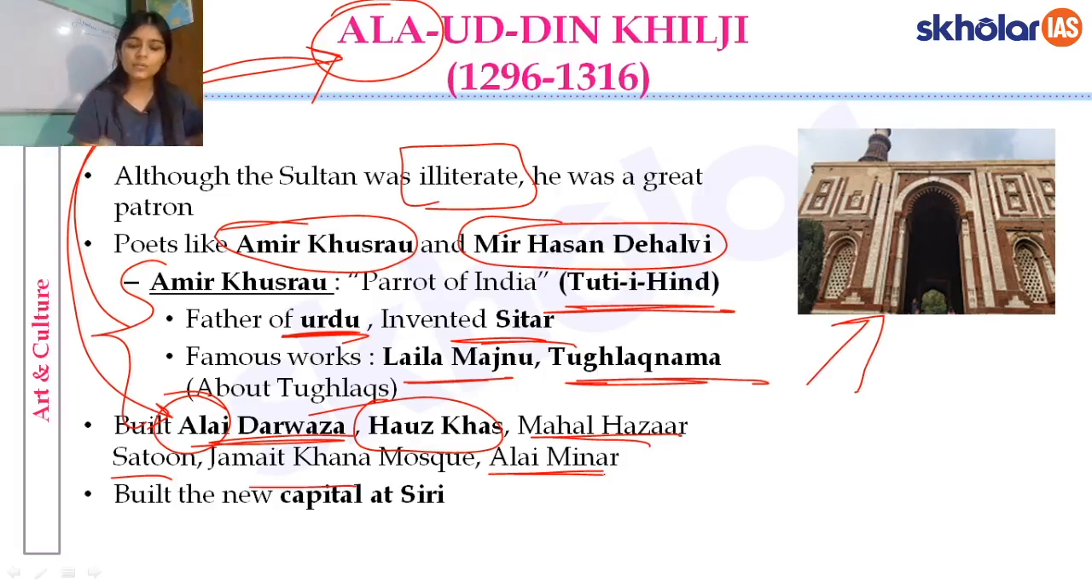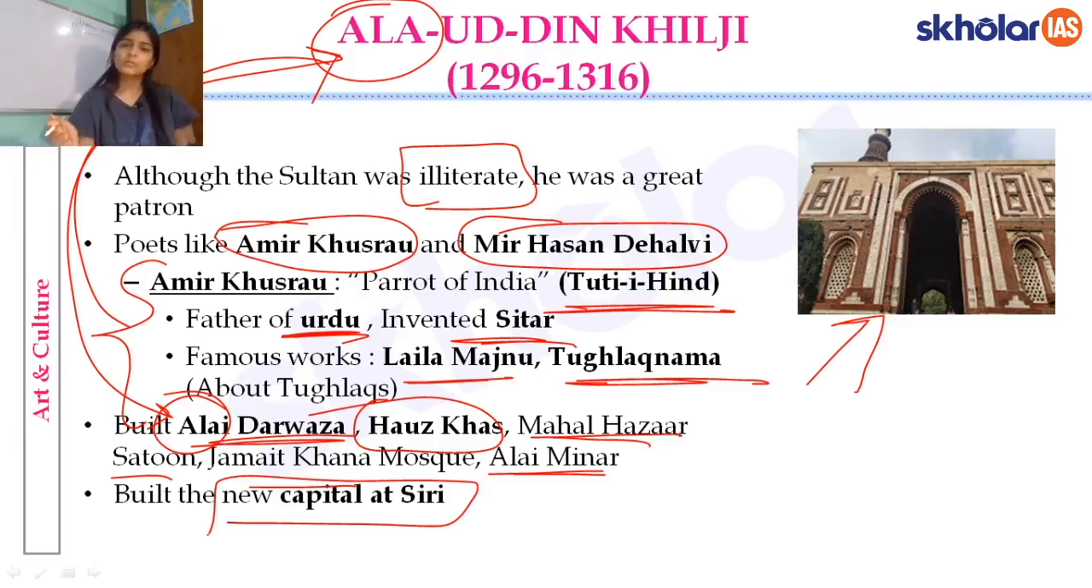Okay, and he also built the new capital at Siri. This is another city. Jahanpana is another one we had studied in a previous lecture, and next was Siri. So who had built the city of Siri? Alauddin Khilji had built that city.